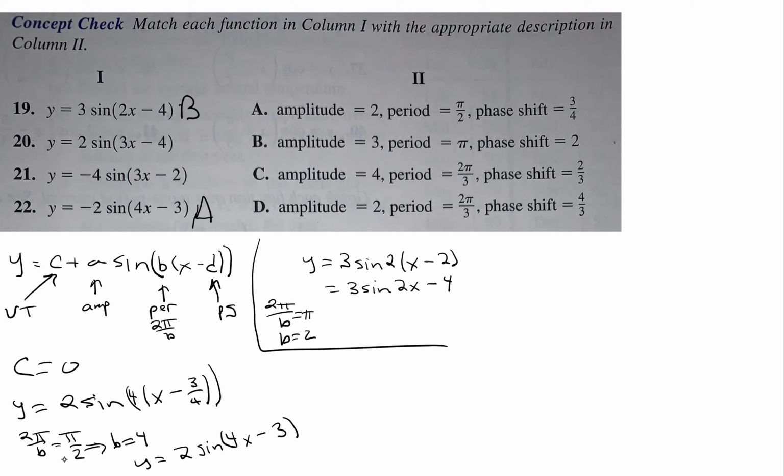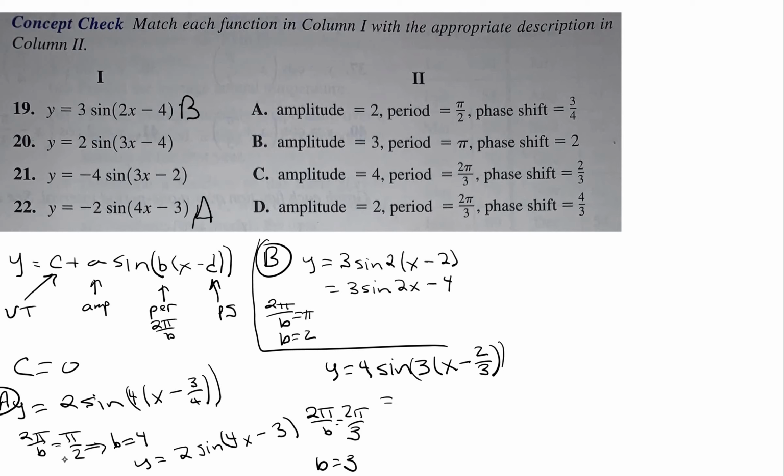C, so let's see here. So that's B, this is A. C, we have amplitude of 4, so y is equal to 4 sine, again, 2 pi over B is equal to 2 pi over 3. So B is 3. So we get 3x minus 2/3. So we get 4 sine 3x minus 2. So C, that's 21. And then obviously 20 is going to be D, but let's go through it.